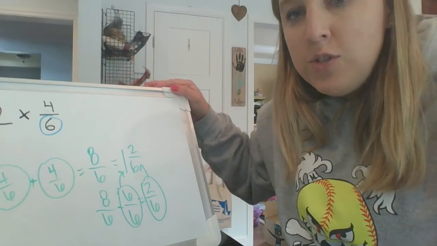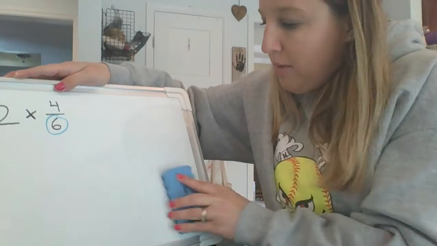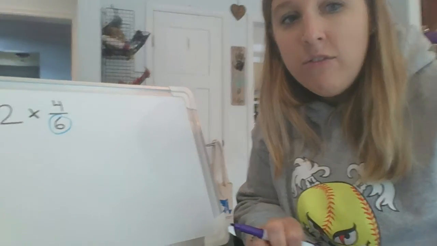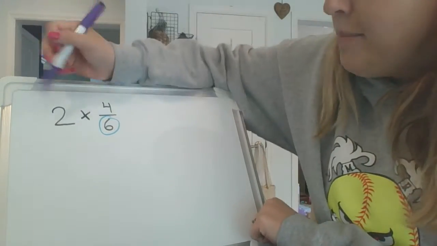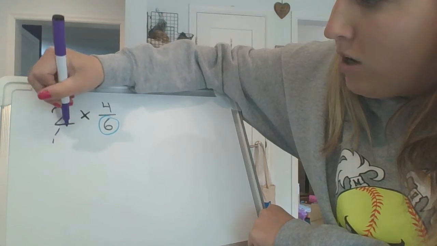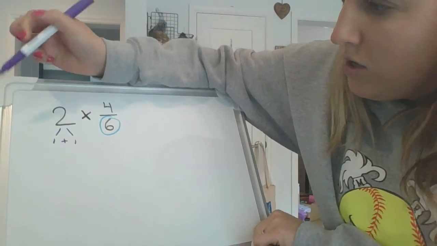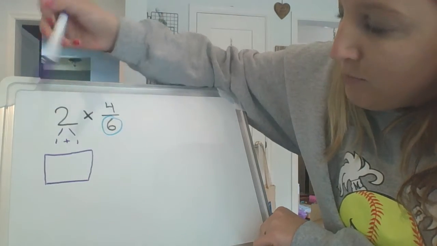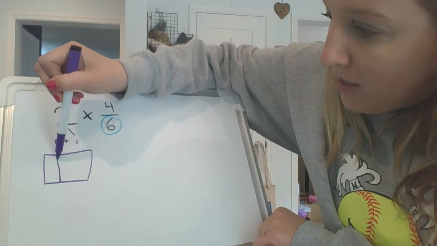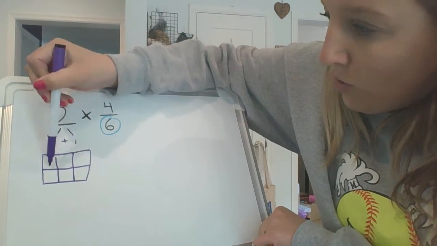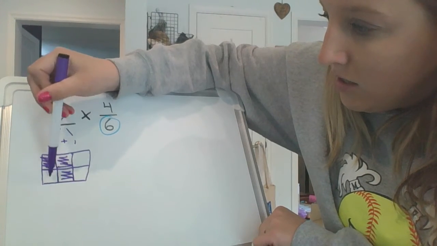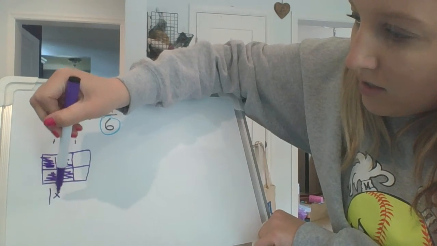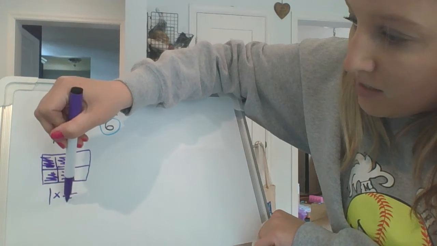So there's one way of doing it. Another way of doing it is, and we'll use the same problem again, using a model. So again, we have 4/6. Well, I'm going to break my 2 apart. If I break 2 apart, I break it into 1 and 1, because 1 plus 1 equals 2. So I have one model that is broken into 6, because 6 is my denominator. 4 of those is shaded in. Okay? Then I have another one, so this represents 1 times 4/6.